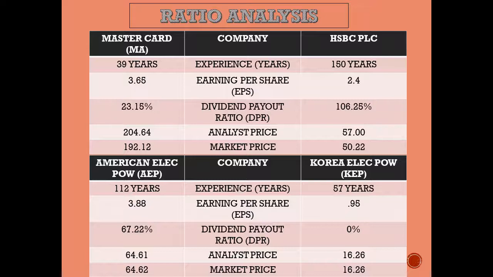But in terms of dividend payout ratio, American Electric Power also has the highest dividend payout ratio at 67.22%. In terms of analyst price, American Electric Power also has the higher price at 64.61 compared to Korean Electric Power at 16.26. The market price also American Electric Power has the higher one, 64.62 compared to Korea Electric Power at 16.26.